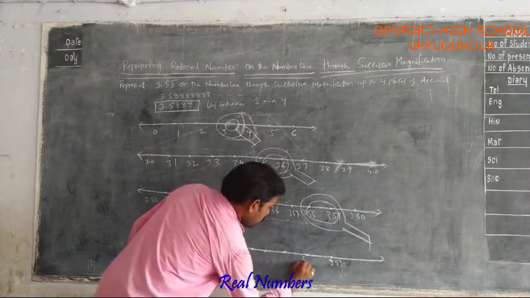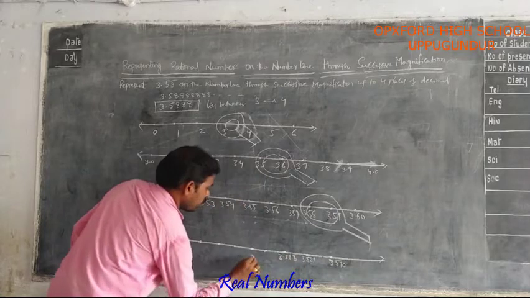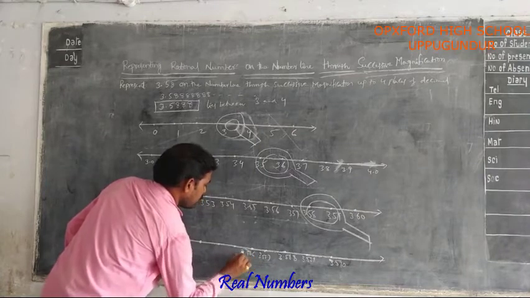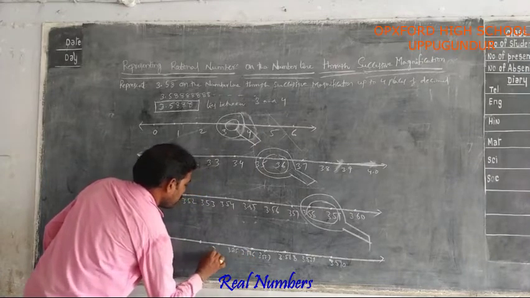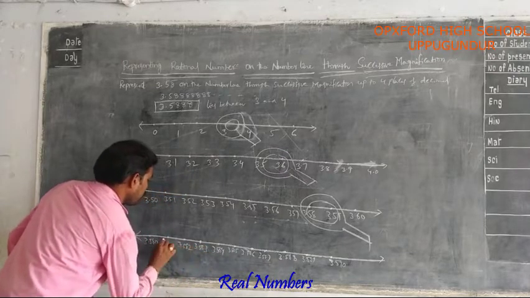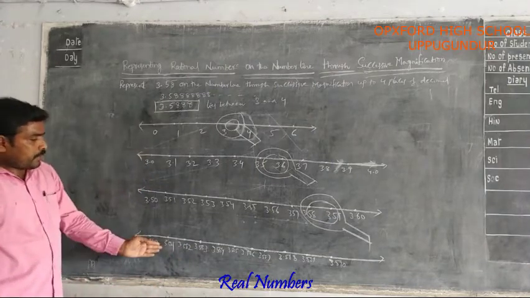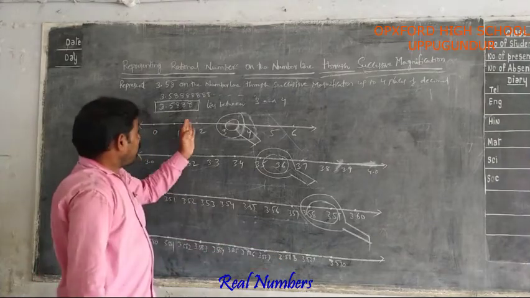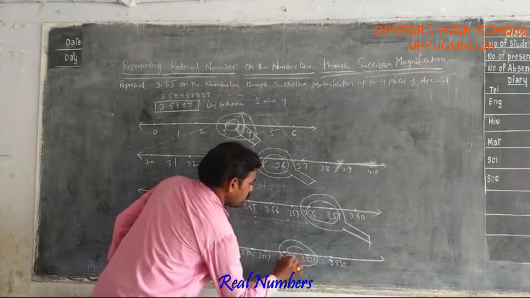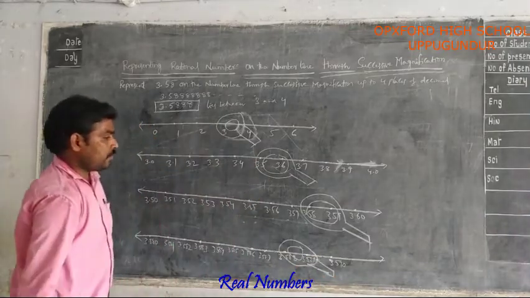3.590, 3.589, 3.588, 3.587, 3.586, 3.585, 3.584, 3.583, 3.582, 3.581. So when you observe this number again, it lies between 3.588 and 3.589. Again you have to draw another number line.